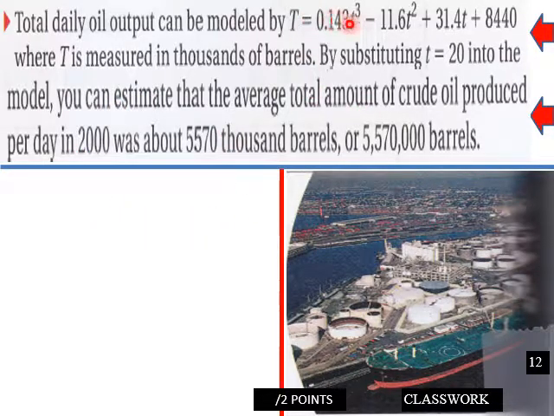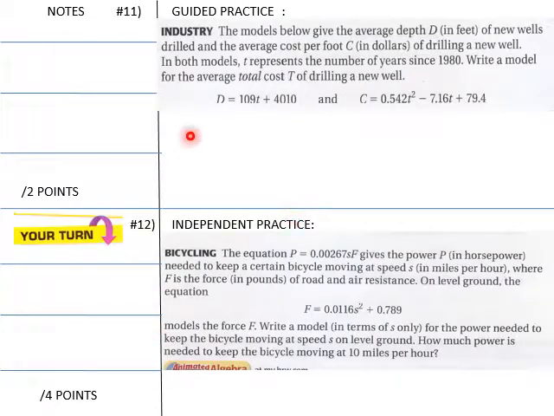So by plugging in 20 here for T, we get about 70,000 barrels of oil a day, or 5,570,000 barrels a day of crude oil production. So now the models below give the average depth of new wells drilled and average cost per foot of drilling a new well. In both models, T represents the number of years since 1980. Write a model for the average total cost T of drilling a new well.